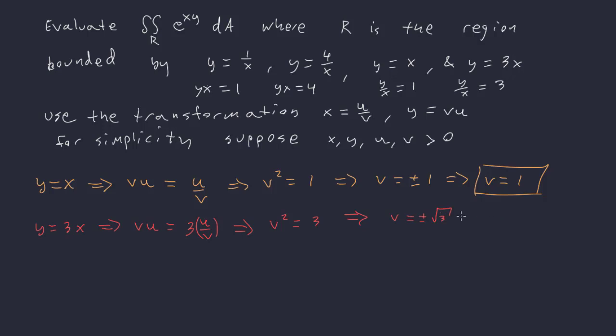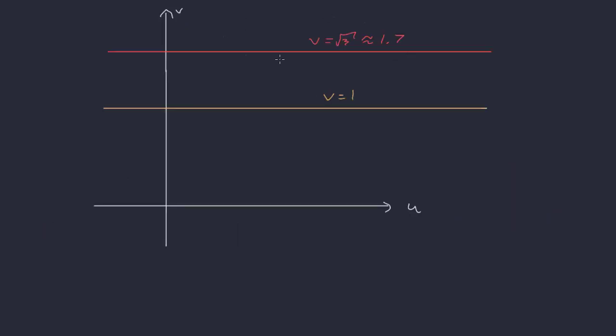And again, we choose the positive one because we're assuming everything is positive here. Okay, and v equals square root of 3. Here's that graph here. Looks something like this. Okay, square root of 3 is about 1.7, so a little above the v equals 1.